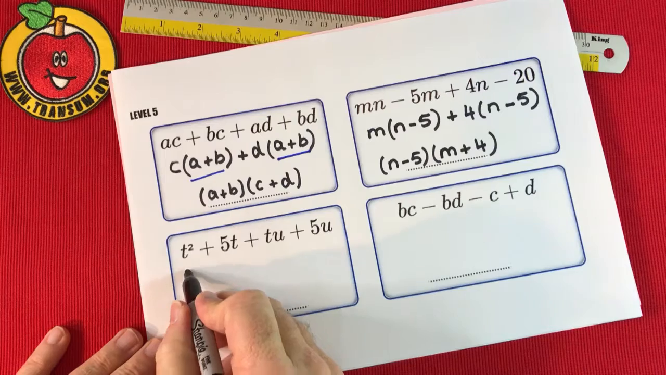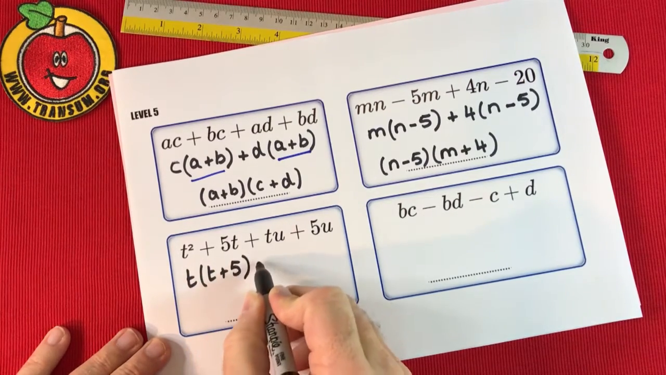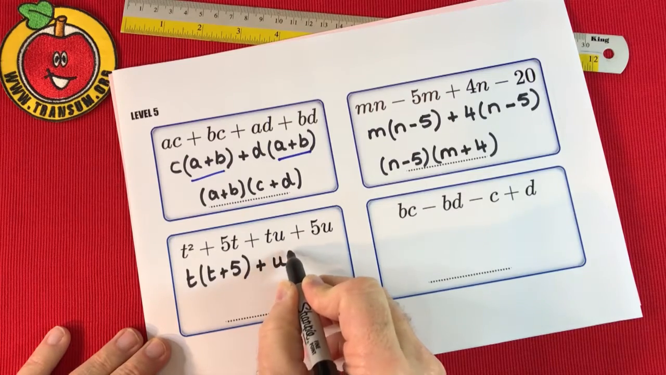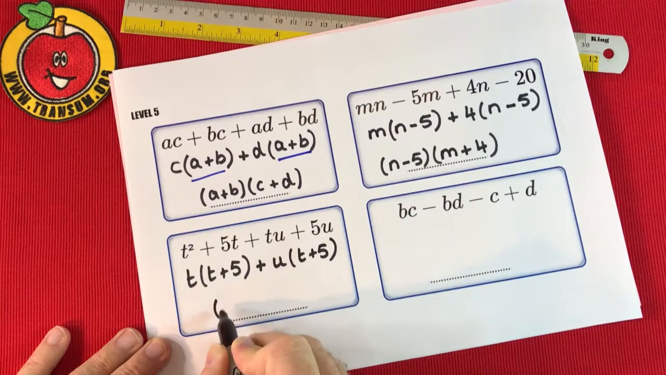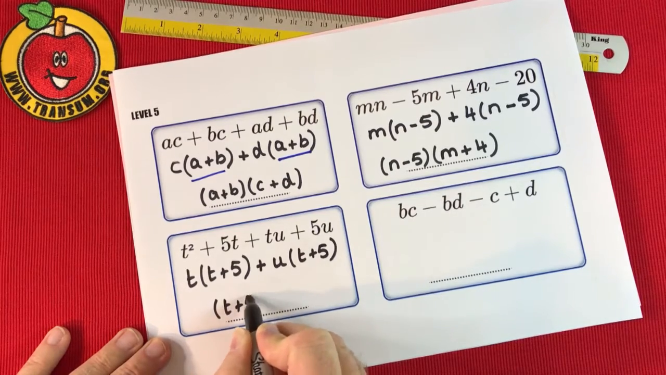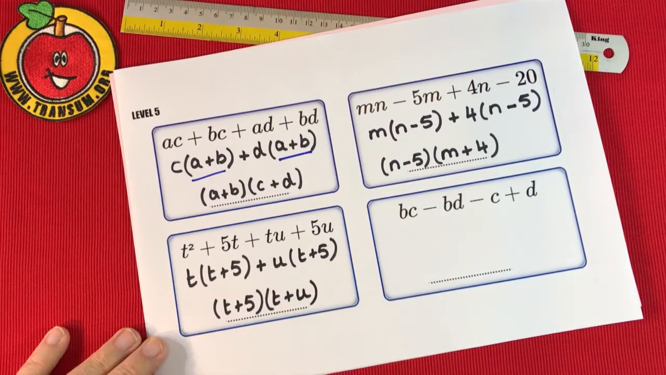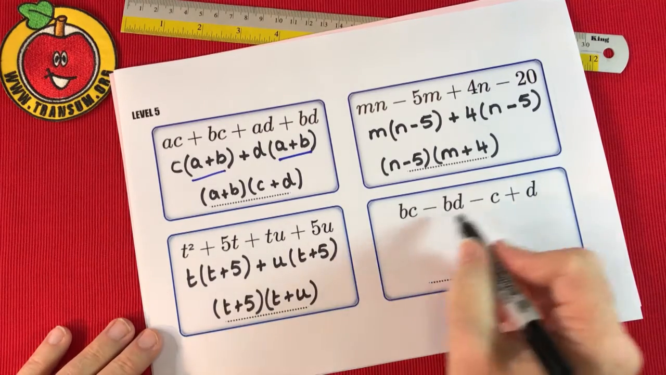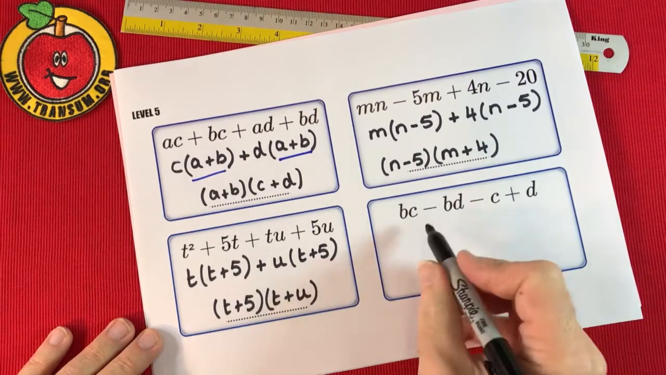Okay, this one we have a common factor of t at the beginning, and then a common factor of u, and the brackets are the same. Voila! Finally, this one. Be careful with the negative signs. Let's see how we go.